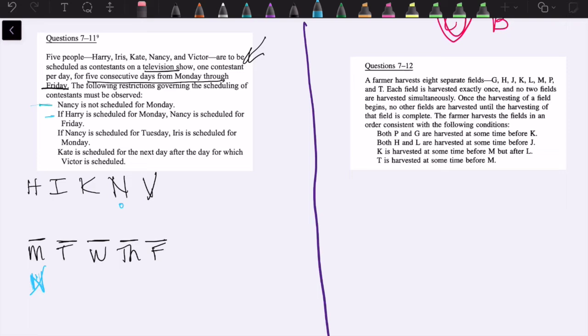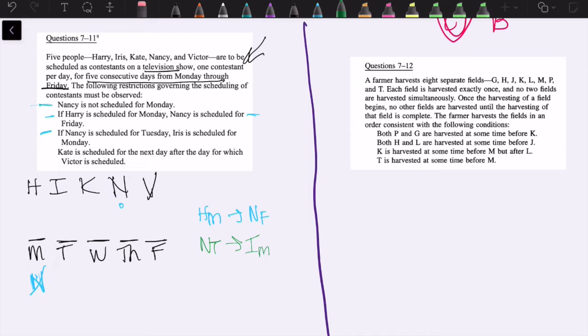2 says, if H is scheduled for Monday, N is scheduled for Friday. So if H is on Monday, N is scheduled on Friday. Cool. I'm going to show you what I would do with this in a minute after we get through it. This is a little bit tougher of a game, but I just wanted us to be able to recognize that this is a strict ordering game. Then the next one says, if N is scheduled for Tuesday, I is scheduled for Monday. So if N is scheduled for Tuesday, then I is scheduled for Monday.